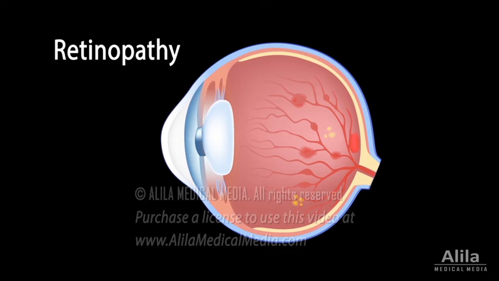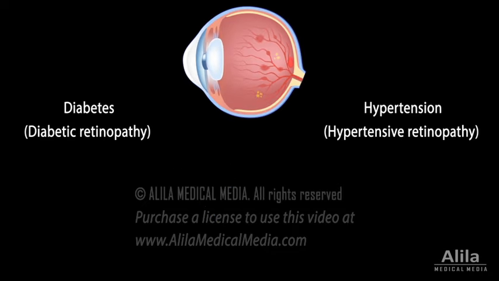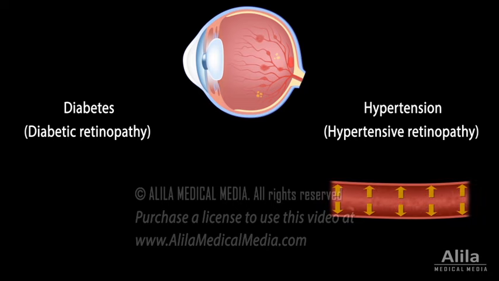Retinopathy can have different causes, but the two most common are diabetes and hypertension. In hypertension, persistent high blood pressures weaken small blood vessels everywhere in the body, including the eyes. Some patients may not be aware that they have hypertension until visual symptoms due to retinopathy develop.